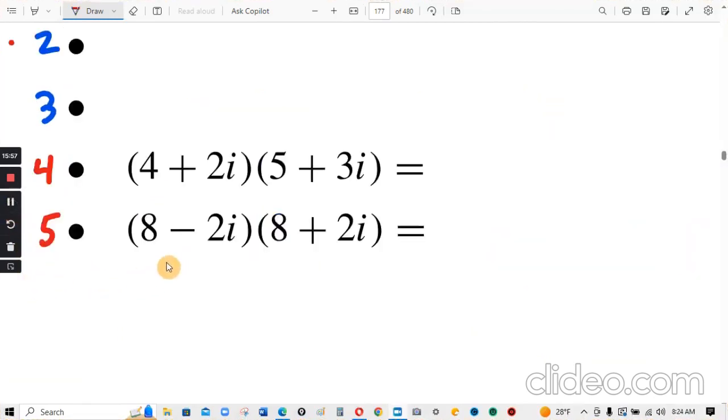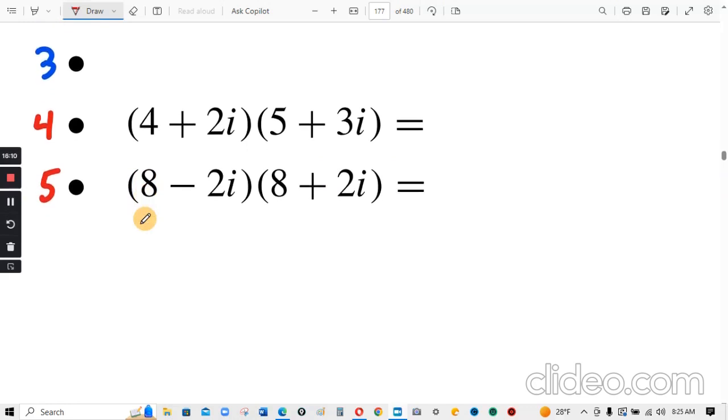Okay, now for examples 4 and 5, there's just an added element here. We have to use FOIL or the distributive property. Either one is perfectly fine. So let's do number 4 together. Okay, you're going to have to combine like terms. That's really the only extra step.